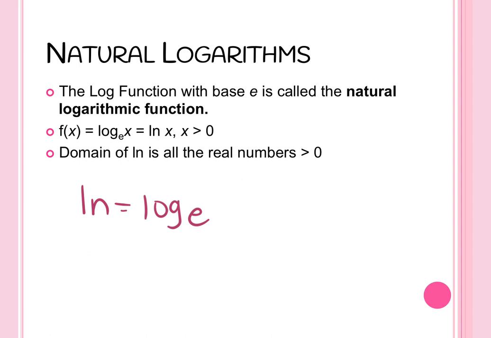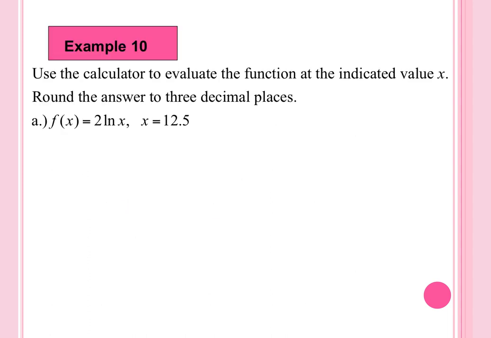But they do take on all the same characteristics as your log graphs. And then you get a bunch of mental math with ln, because if ln e happens, it's just the exponent. So ln of e is 1, ln of e squared is 2, ln of e to the third is 3. That kind of stuff is fun and easy mental math.